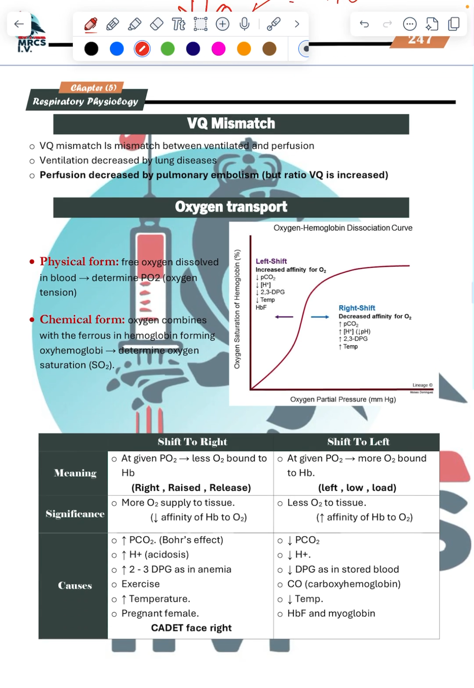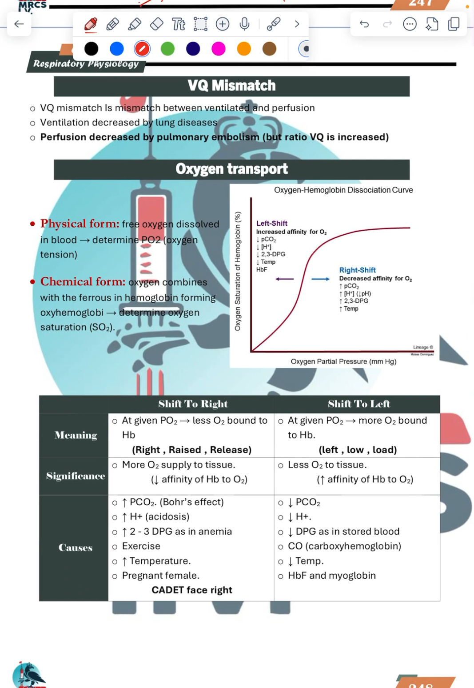What is the oxygen dissociation curve? On the right side, there is partial pressure of oxygen. On the left side, there is oxygen saturation of hemoglobin. This gives the affinity of hemoglobin to oxygen. In other words, you can say how much hemoglobin is releasing oxygen to the tissues. If the hemoglobin has more affinity and releases less oxygen, less oxygen is released to the tissues, which is detrimental to the body.